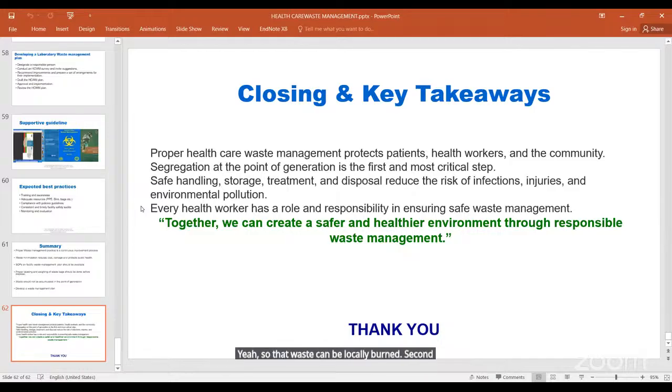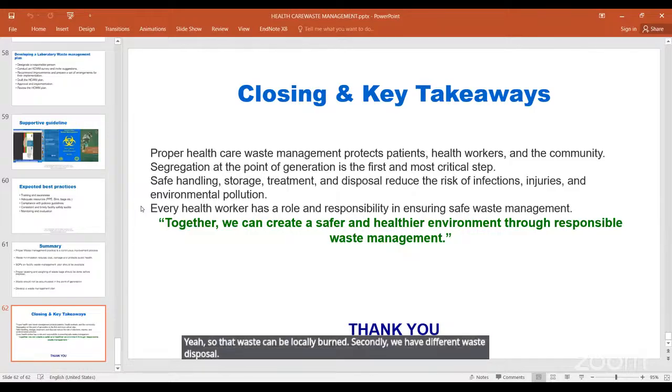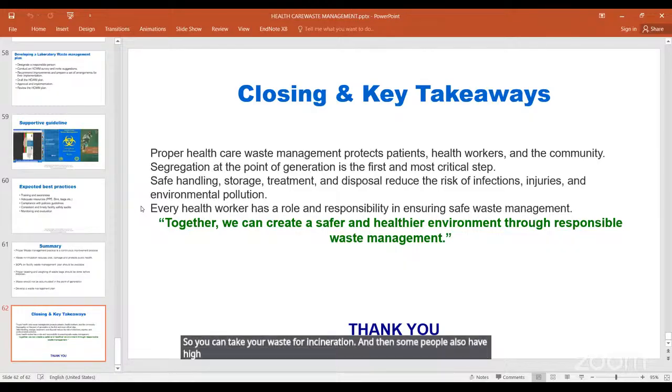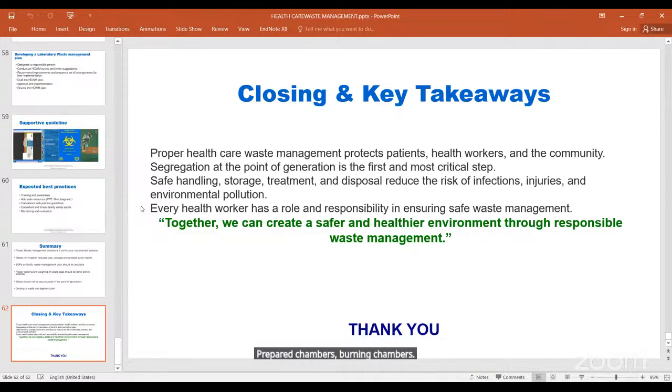Secondly, we have different waste disposal, especially for highly hazardous waste. The recommended is incineration. So you can take your waste for incineration. Some people also have prepared burning chambers, open chambers. You can use that, but incineration is the best. So there are different methods of waste disposal as I've talked about. But you can still burn the general waste.